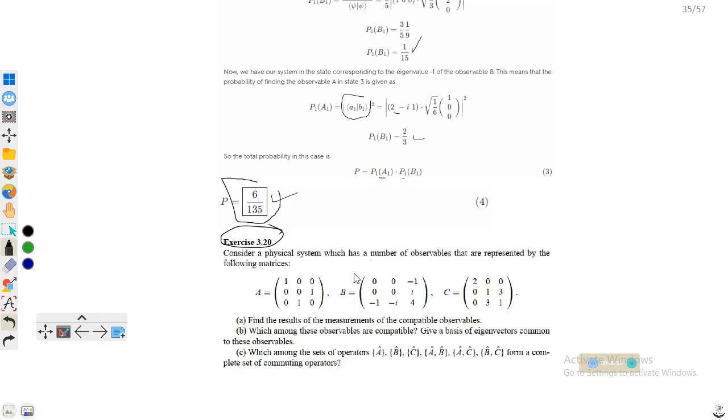Consider a physical system which has a number of observables A, B, and C. We have to find the result of the measurement, meaning their eigenvectors and their probabilities for the compatible observables. Which among these observables are compatible? First, we need to check whether these observables are compatible or not, and then find the common eigenvectors. Which among the sets of operators A, B, C, A and B, A and C, and B and C form a complete set of commuting operators? This will be possible if they form a common basis.